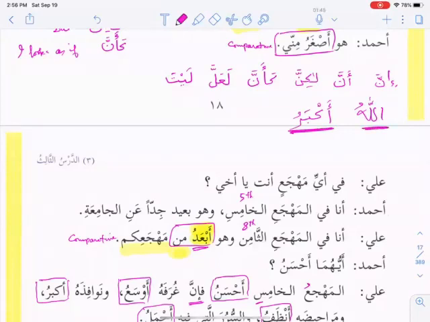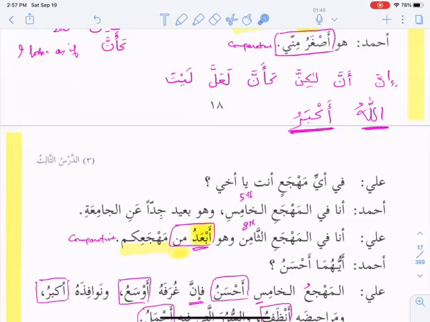Mubtada and Khabar. Okay, my brothers and sisters, Allah is the greatest. There is nothing comparable to Allah. He is the greatest of all, greatest of all we can think about. Allah is greater than everything else. Allahu Akbar. Now this is Mubtada and Khabar.